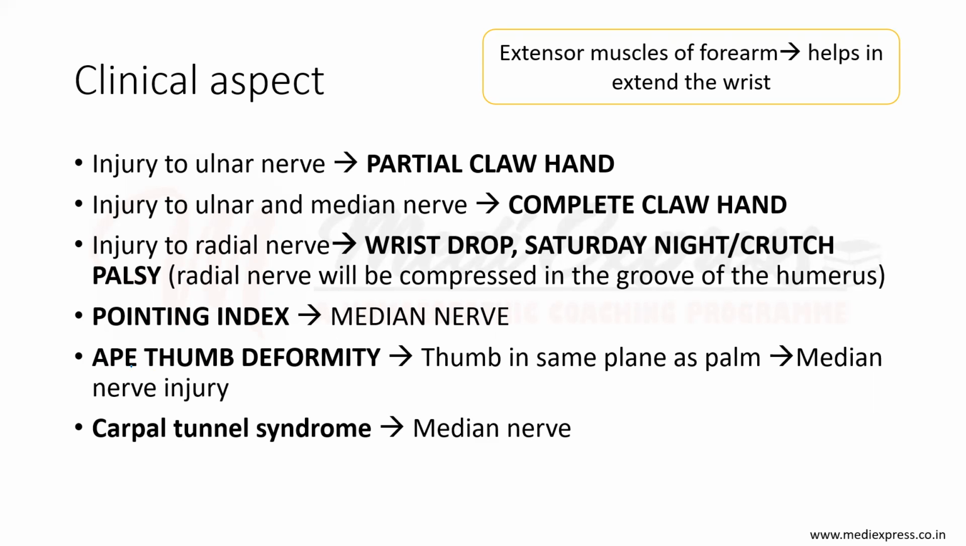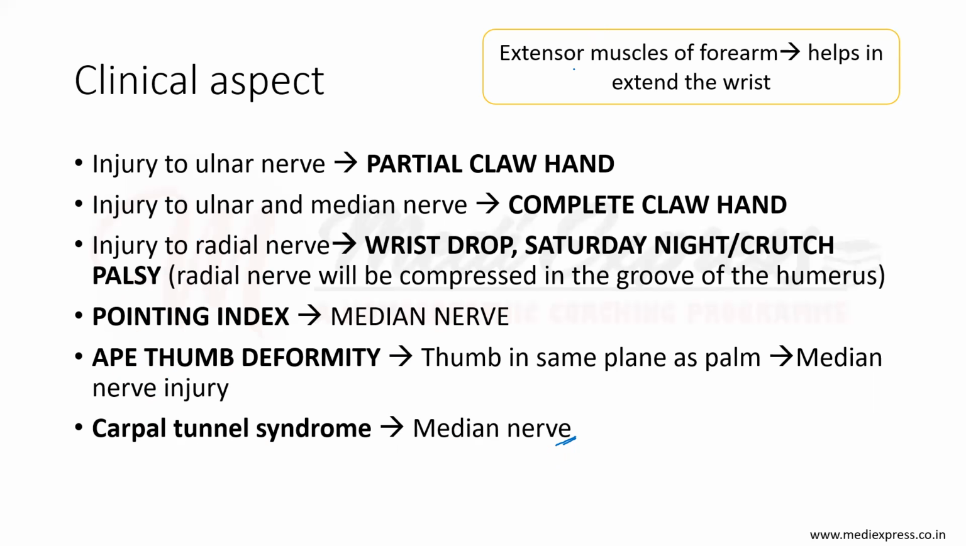Next one is the ape thumb deformity. Ape thumb deformity is when the thumb is in the same plane as that of the palm, and that occurs due to a median nerve injury. So there are two things, that is a pointing index deformity as well as the ape thumb deformity. The next one is carpal tunnel syndrome, which is also caused due to the median nerve. So these are a little of the clinical aspect regarding the nerves of the upper limb.